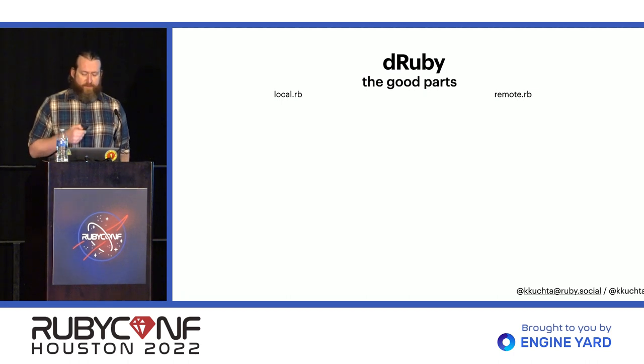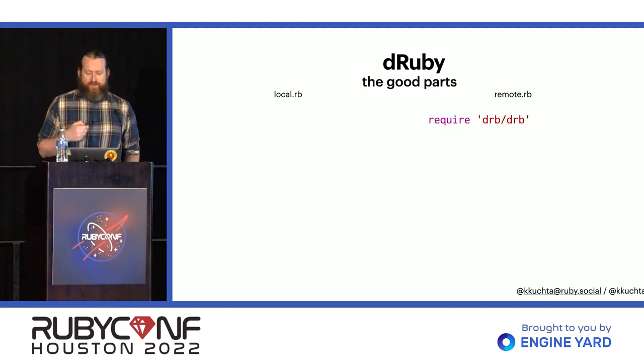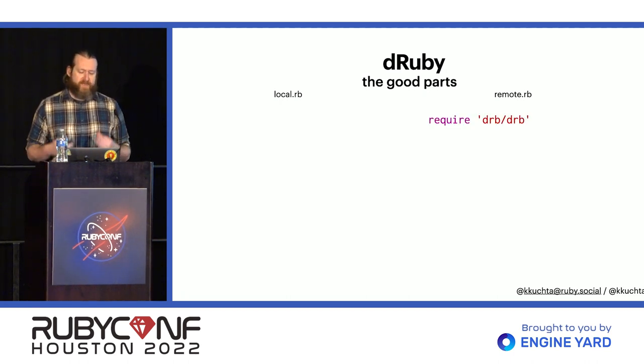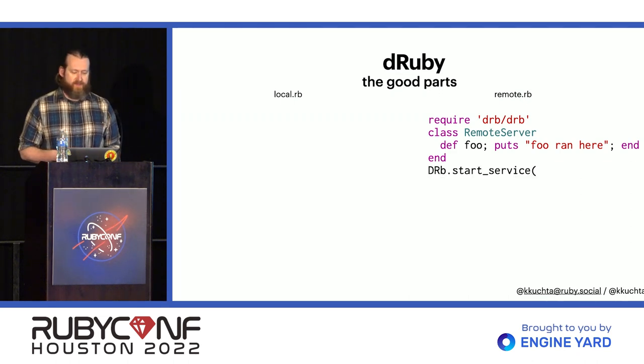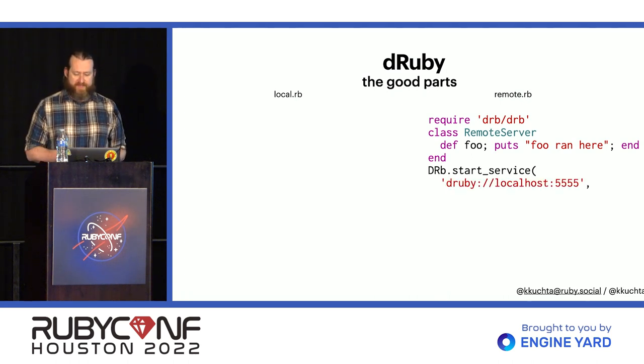Well, in the remote script, first require drb, because dRuby is part of the standard Ruby standard library, but is not required by default. So you have to require it. Then we set up some class that is going to be a remote object. Next, call DRb.start_service. And this will do what it says. This will start a dRuby service on whatever hostname and port you give it.